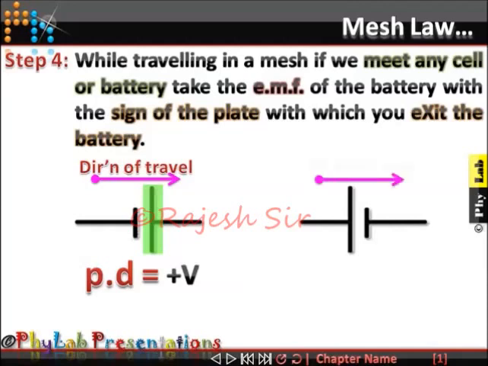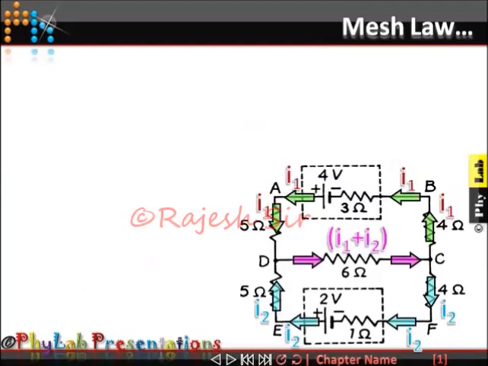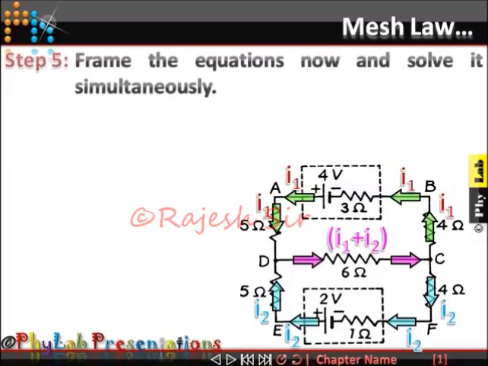Similarly, in the second case, you can see I am traveling and exiting the battery from the negative terminal of the plate, so I am going to write down that potential drop, or the EMF of the battery, with a negative sign. So remember these simple steps of direction of travel and the earlier things that I've told you. Now I need to frame the equation.